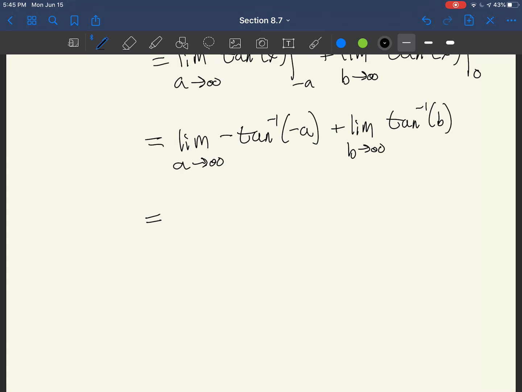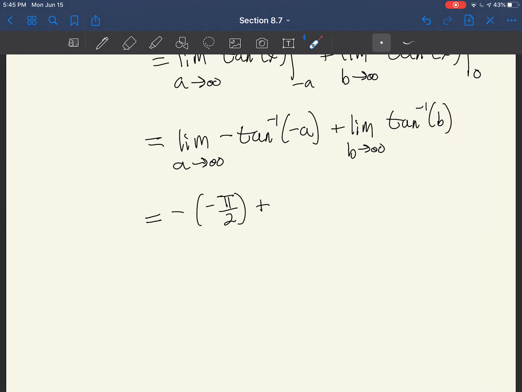Okay, evaluating this limit, this is asking for the tangent inverse of negative infinity. So where does tangent approach negative infinity? That is when sine is negative 1 to get the negative sign, and cosine is 0. That is exactly at negative pi over 2, and we still have the negative sign.